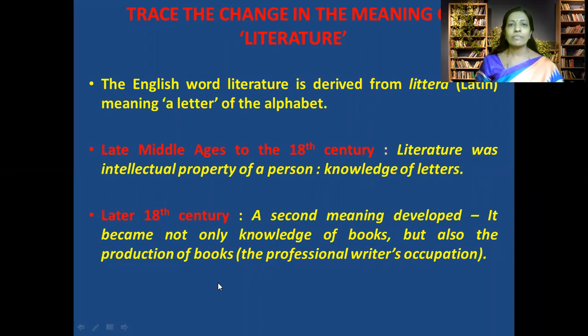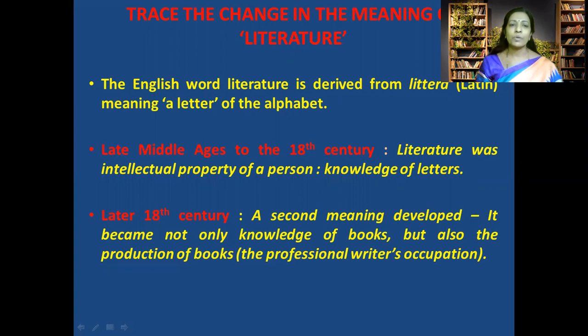Now, students, let us try to trace how the meaning of the word literature has changed with times. The English word literature is actually derived from a Latin word litera, which means a letter of the alphabet. In the late Middle Ages till the 18th century, literature generally meant intellectual property of a person or knowledge of letters. So, what it means is that literature was considered to be the knowledge of a person which he wrote in his own individual capacity.